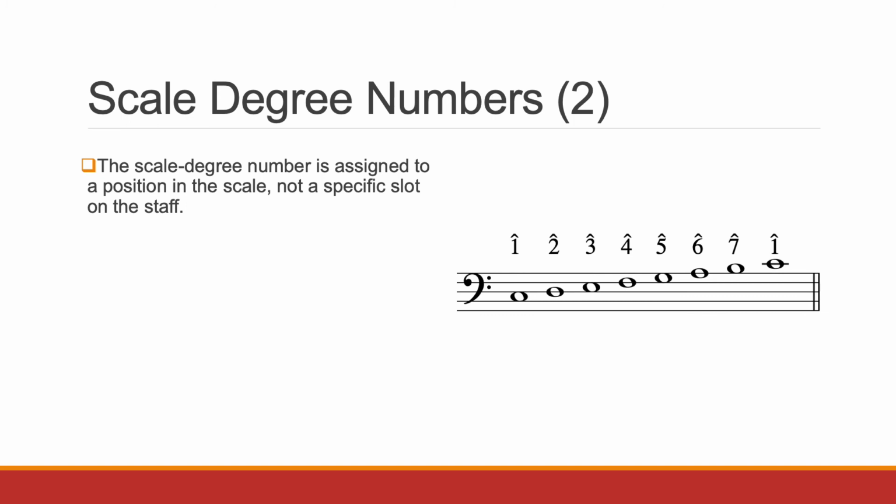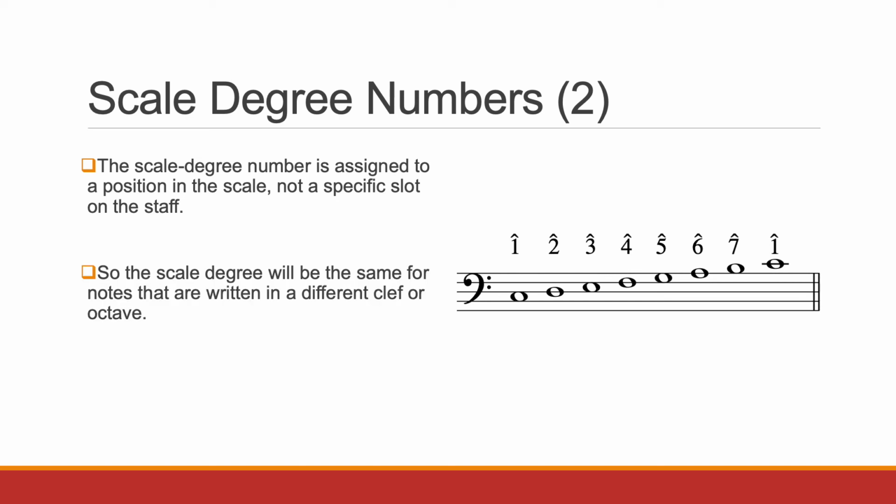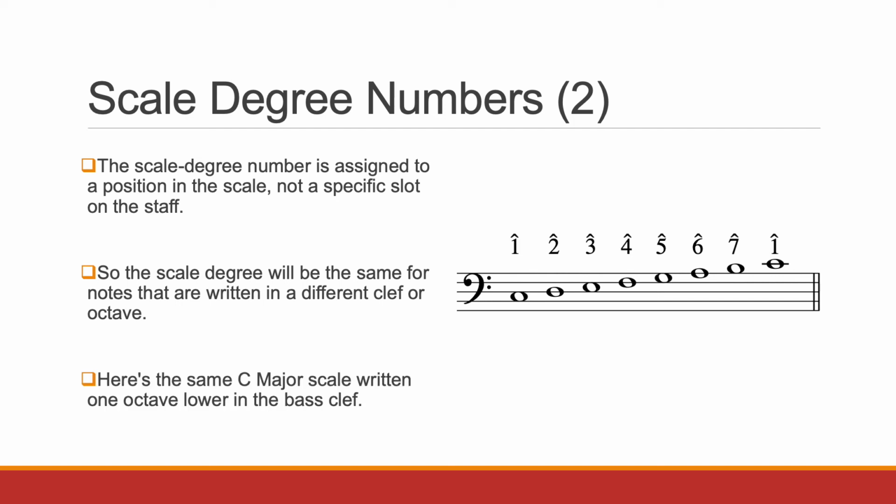The scale degree number is assigned to a position in the scale, not a specific slot on the staff. So the scale degree will be the same for notes that are written in a different clef or octave. Here's the same C major scale written 1 octave lower in the bass clef. 1, 2, 3, 4, 5, 6, 7, and 1 again.